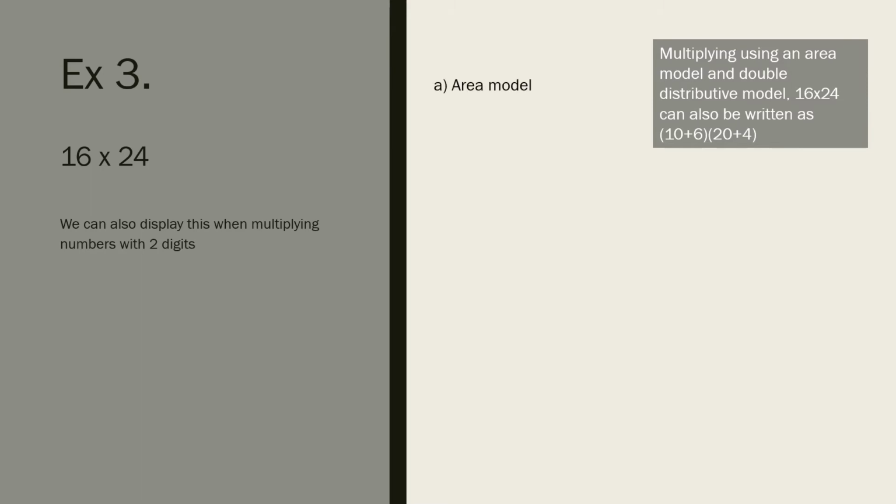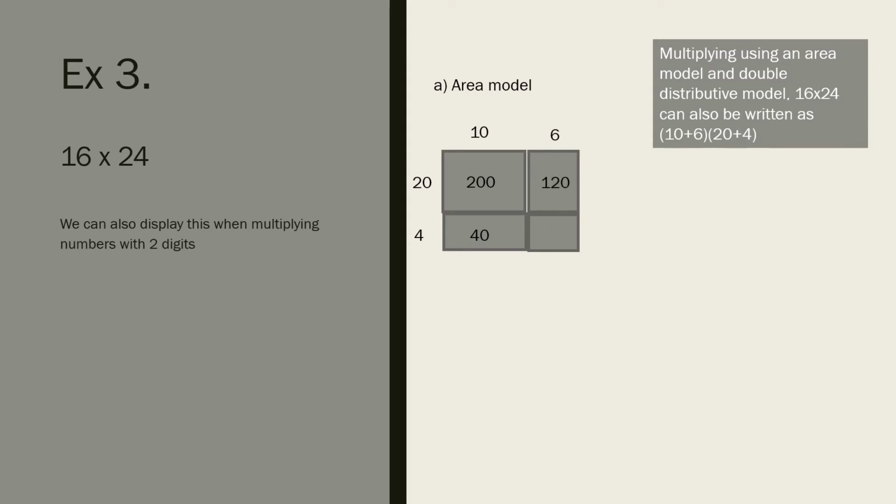We start with an area model with 4 squares. Start by placing the 10 plus 6 we separated on the tops, and 20 plus 4 on the sides. Now we multiply. 10 times 20 equals 200. 10 times 4 equals 40. 6 times 20 equals 120, and 6 times 4 equals 24.